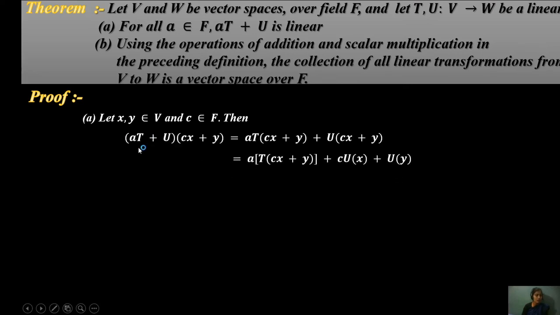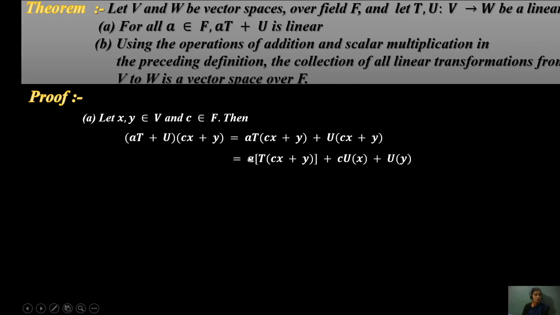Then the first part will be generated to the part (αT + U), considered as a form, that is (cx + y), to generate this part. Then it equals α multiplied by both of these functions. First of all, this function will be generated to the part (cx + y) multiplied by (αT + U), considered as (cx + y).